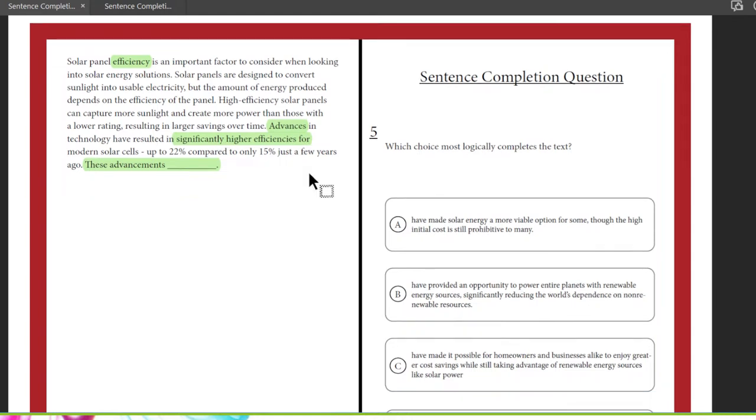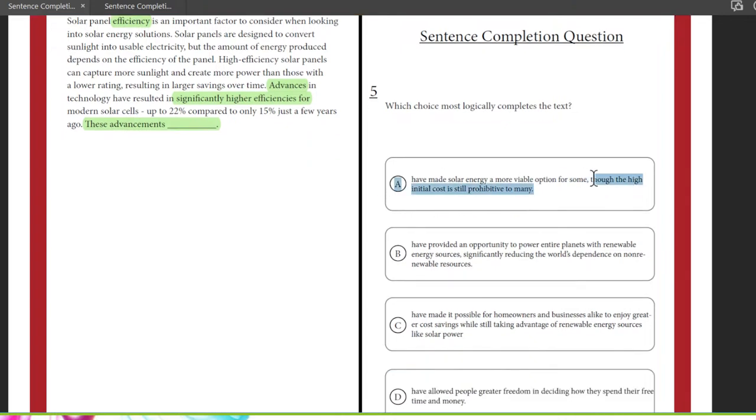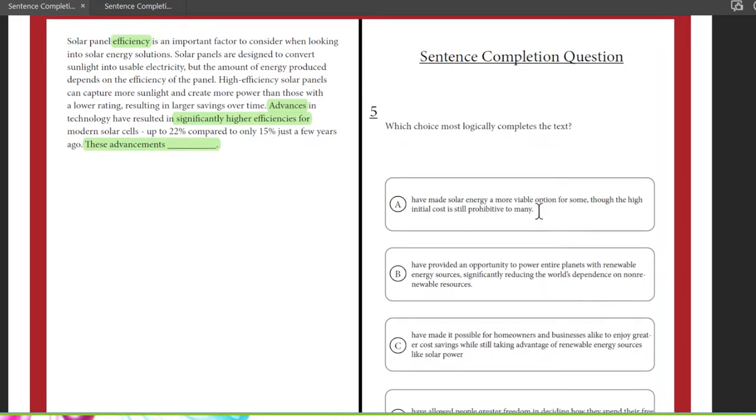So thinking about that, if it's becoming more efficient, right, then it should be more accessible, right? And so it should be more of a smart investment for people if it's becoming more efficient. So I would expect it to tell me something like that, something positive about it. It kind of contradicts that with this negative part here, where it says, though the high initial cost is still prohibitive to many. I feel like that goes in the opposite direction suddenly at the end, and I don't know that that would be a good choice.